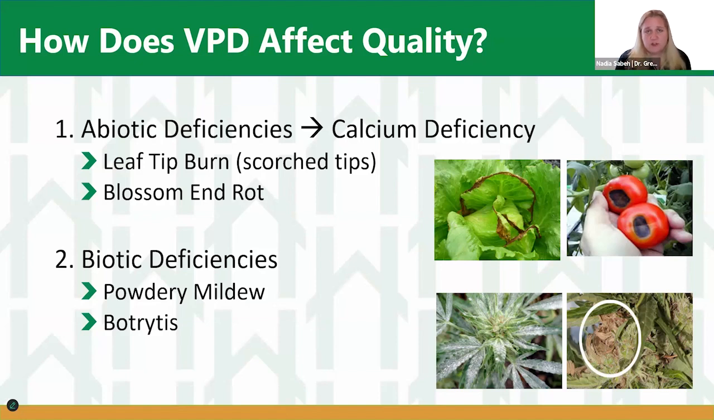One is abiotic and biotic deficiencies. The abiotic deficiency that you see when you have a VPD that's too high or too low and your stomates are closing is that you get a calcium deficiency. And this is usually characterized by leaf tip burn or scorched tips, depending on your lingo, or blossom end rot. If you're growing, say, a tomato or a pepper plant, you'll see these black bottoms, which we call a rot, but it has nothing to do with a fungus or a mold.